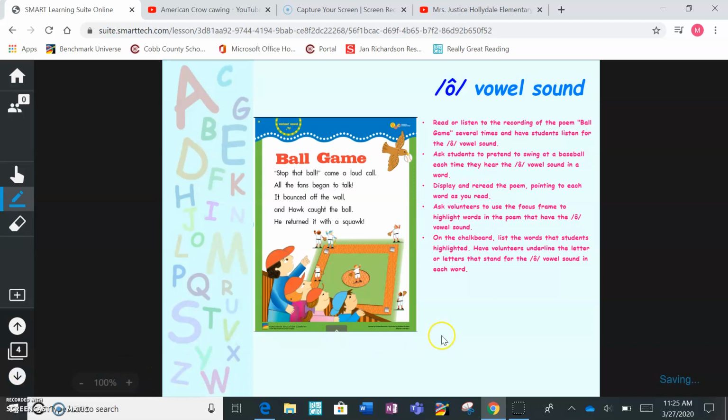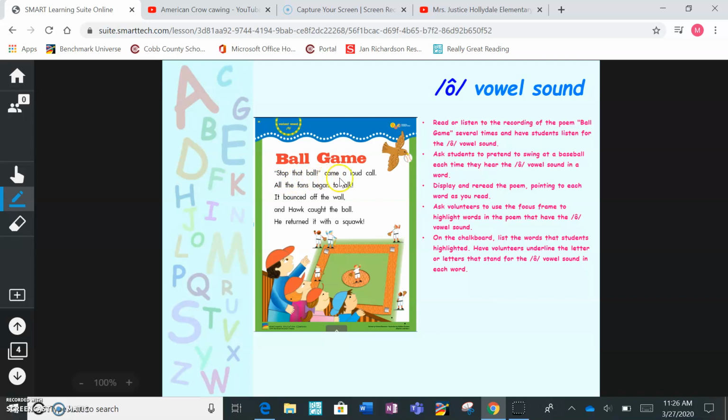All right, let's take a look at our poster for today. First, let's see what you see in the poster. What do you see in the pictures? I see a baseball game here, and I see people watching the game. Those would be the fans. And I am assuming that the batter hit the ball way up here in the air, and a hawk came and caught the ball. A hawk is this bird right here. So let's practice reading this poem together called Ball Game.